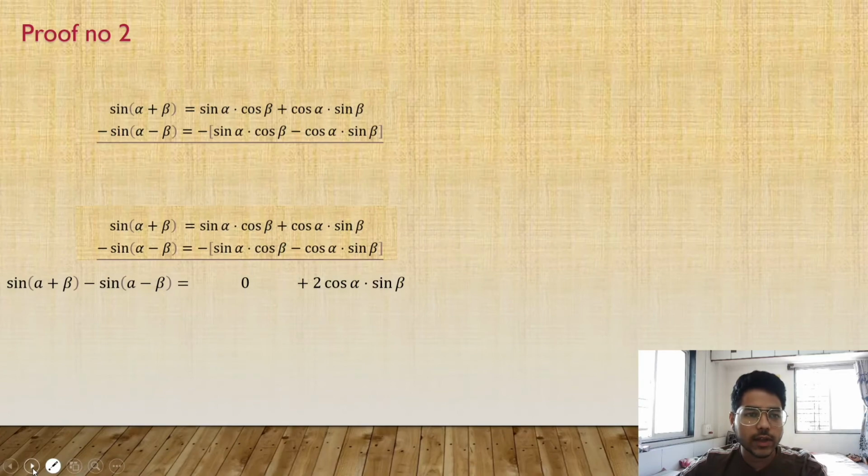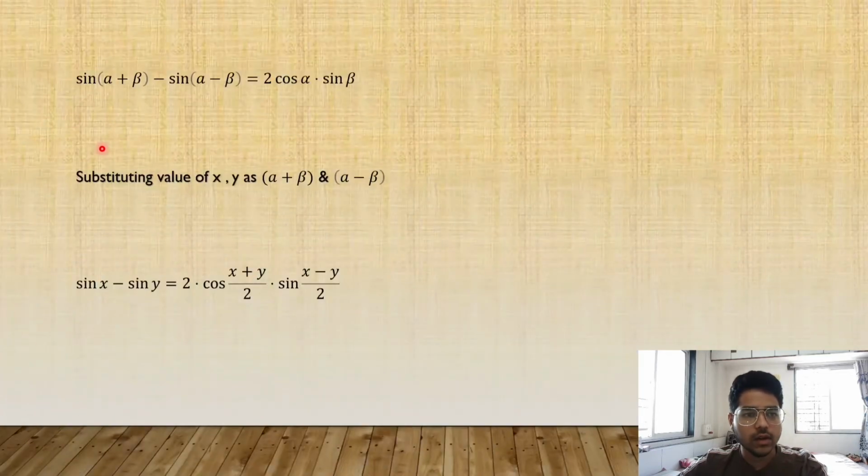Now moving to the next slide. Here I have written the same formula, and after substituting x is equal to alpha plus beta and y is equal to alpha minus beta, we will be getting sine of x minus sine of y, that will be equal to 2 into cos of x plus y divided by 2 into sine of x minus y divided by 2. This is our final answer, that is proof number 2.